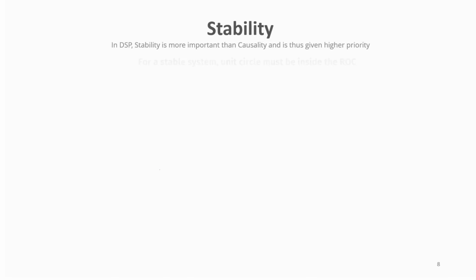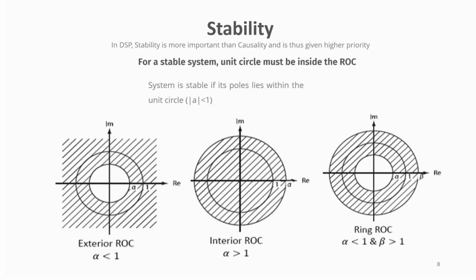Stability is one of the most important properties in digital signal processing. In fact, it is even more critical than causality because a system must be stable to produce meaningful outputs. For a system to be stable, the unit circle must lie inside the region of convergence. In simple terms, all poles of the system must be located inside the unit circle.